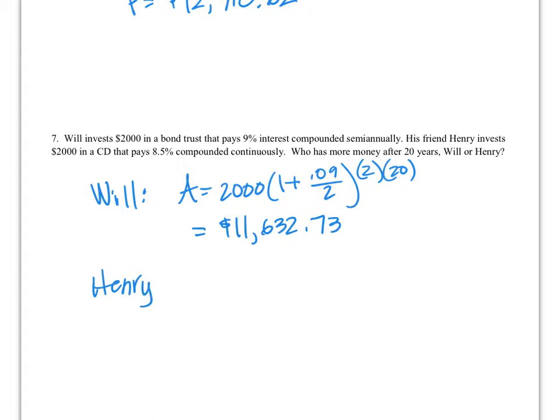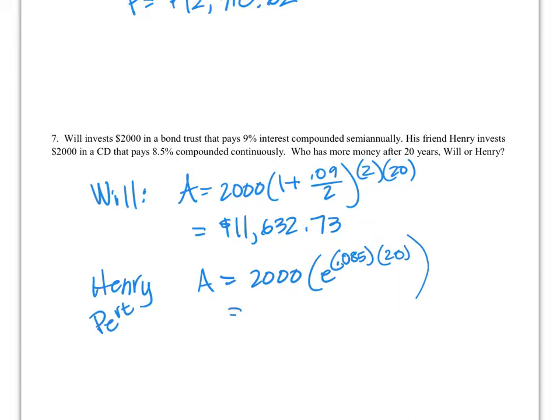So now, how much does Henry have? So in this case, he again is being compounded continuously. So we need to use PERT. So we have 2,000 times the e, and our R in this case is 0.085 because it's 8.5%. And our time again is the 20. When we calculate that out, it ends up being $10,947.89.